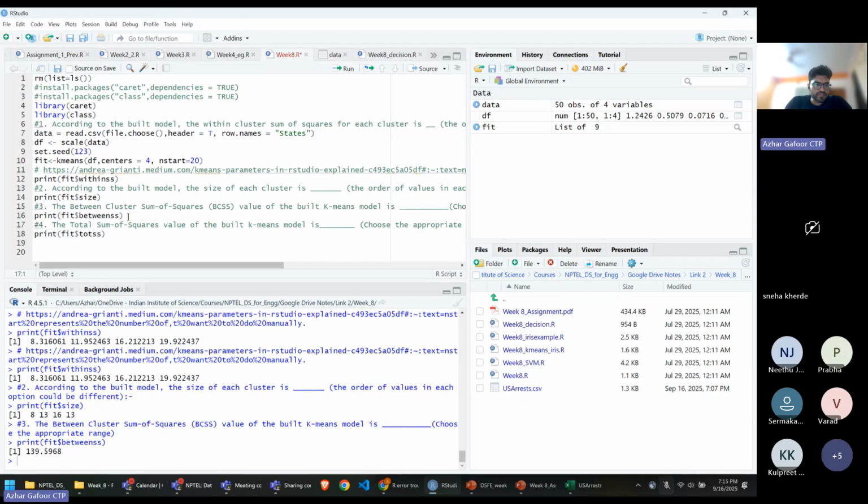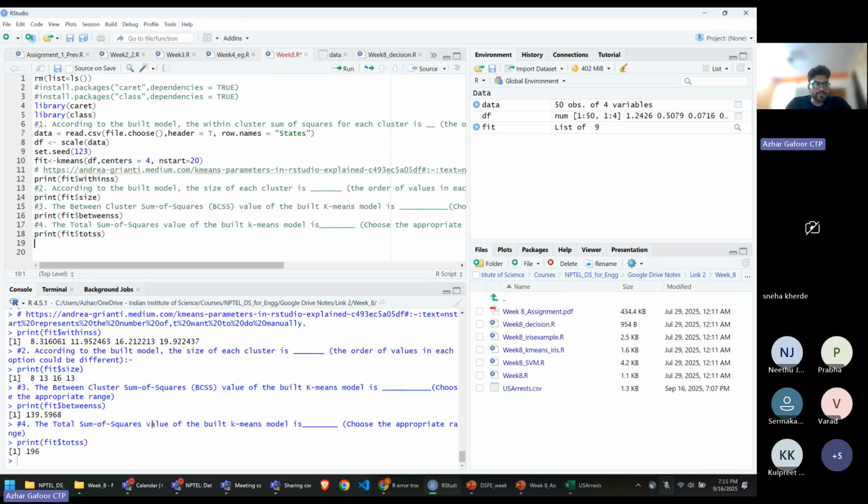Then the between cluster sum of squares, that is 139. So that will be the distance between the centroids of each cluster, the distance between the cluster centroids. Then the total sum of squares value. So that is 196.